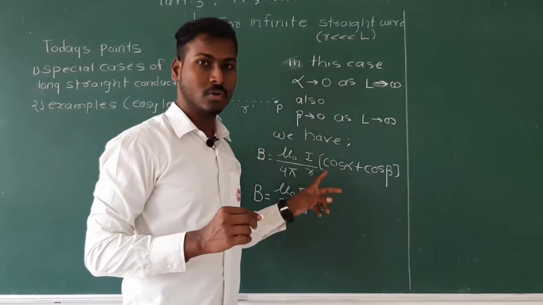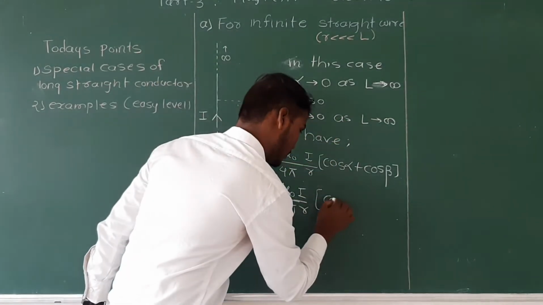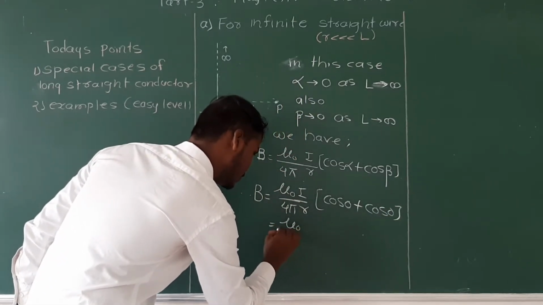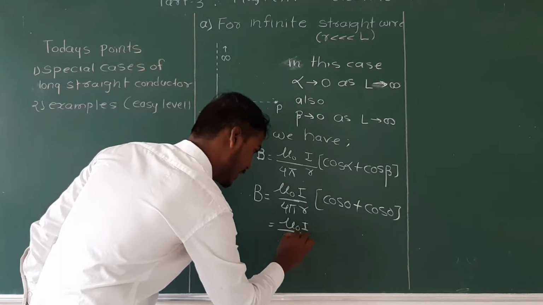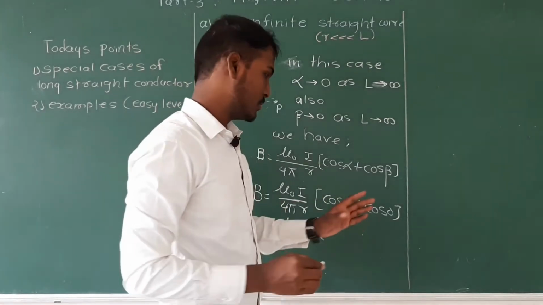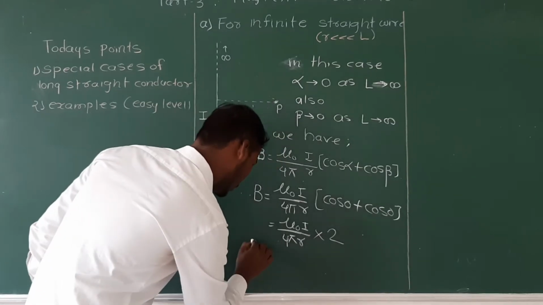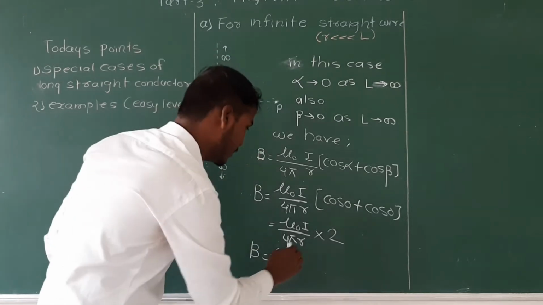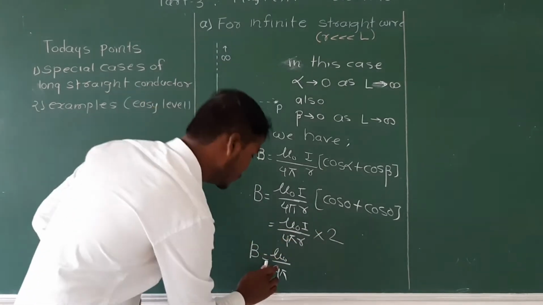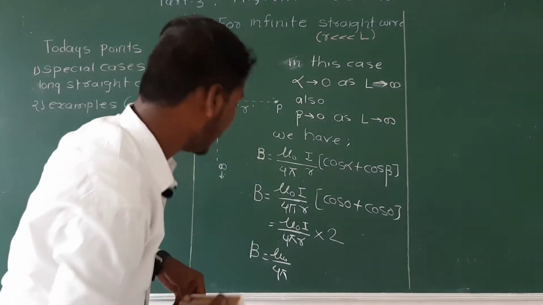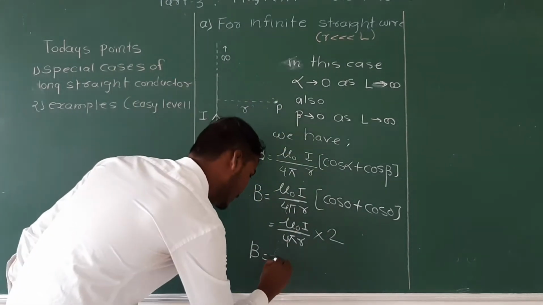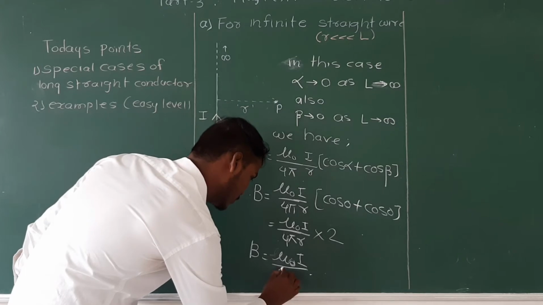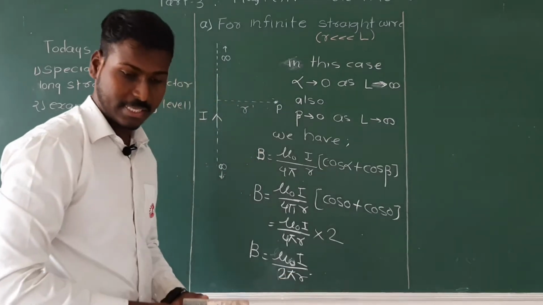Now as alpha tends to 0, cos alpha will become 1, cos 0 plus cos 0. So it will become mu 0 upon 4 pi R, here current I, into cos 0 has value of 1, similarly 1 plus 1 becomes 2. So magnetic field will be mu 0 upon 4 pi, but here 2 will get cancelled with this 4, so definitely it will become 2 pi only. So it will be mu 0 I divided by 2 pi R.